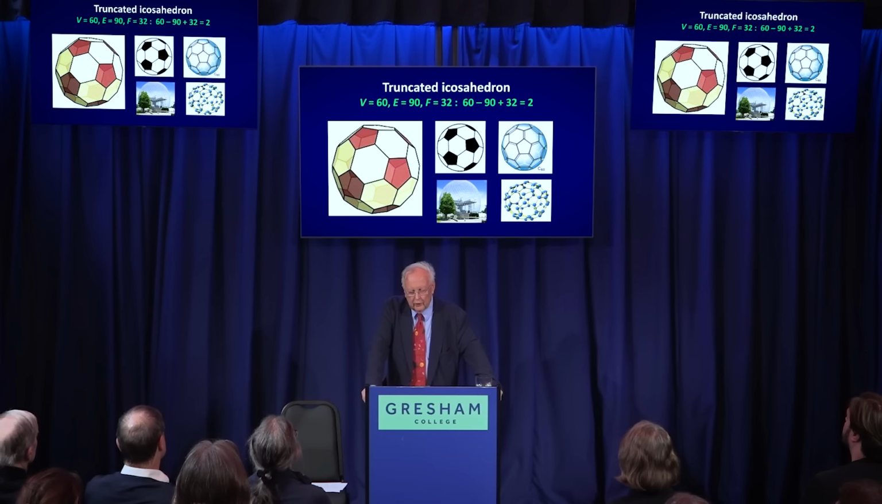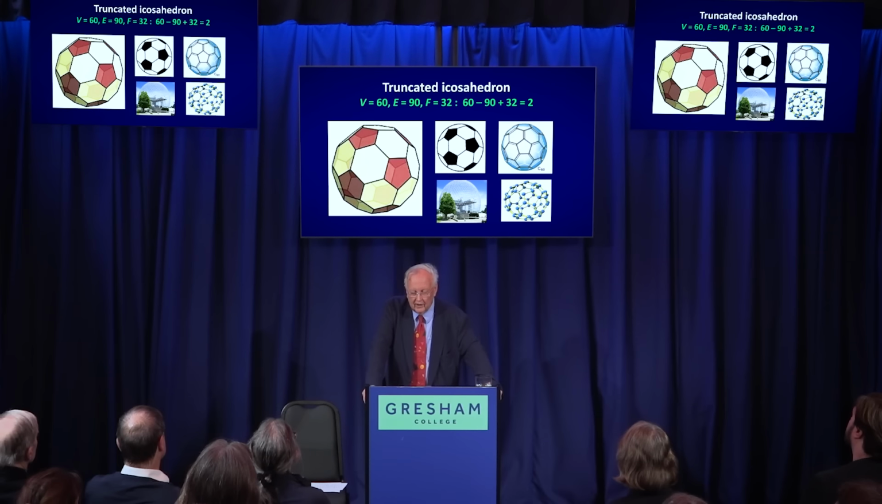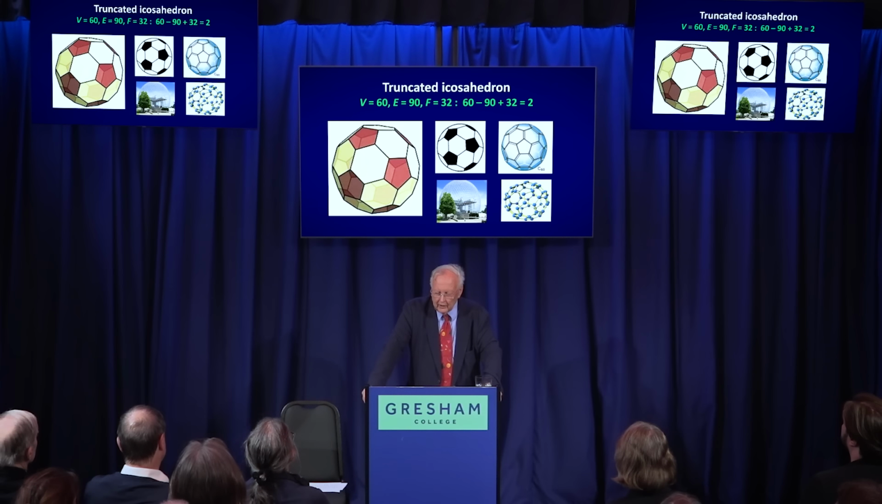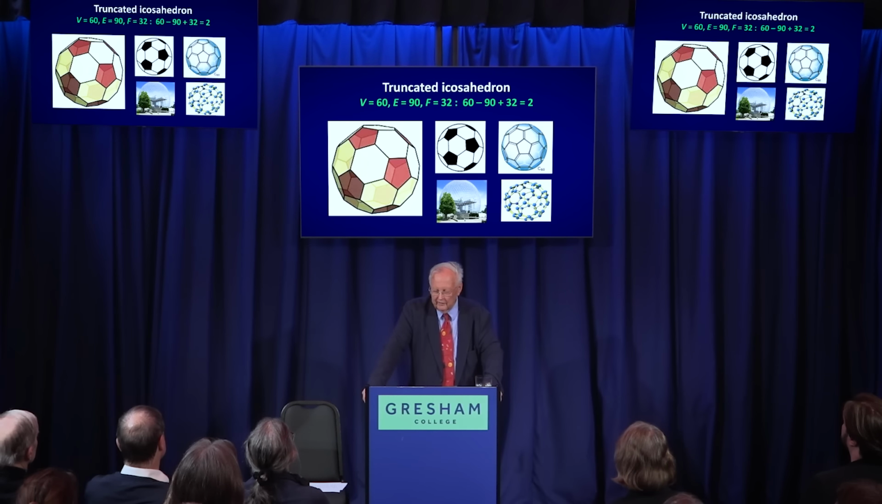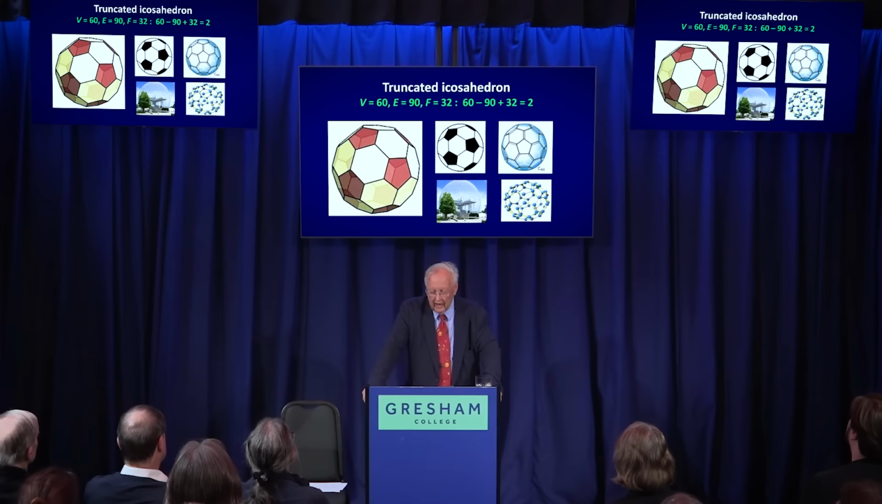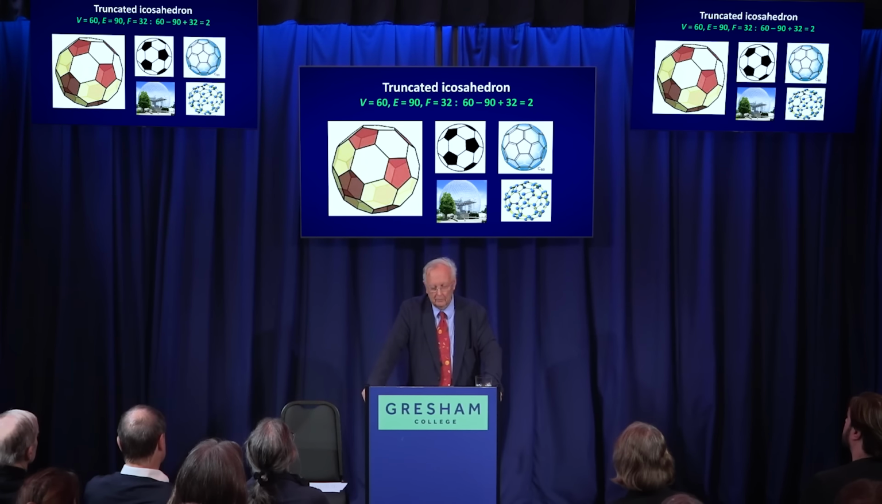Let's look next at polyhedra whose faces are all pentagons and hexagons. An example is the truncated icosahedron on the left, sometimes called a soccer ball, where v equals 60, e equals 90, f equals 32, and 60 minus 90 plus 32 equals 2. Such polyhedra interested the American architect Buckminster Fuller when designing his massive geodesic domes. And they also appear in a chemical context as fullerenes or buckyballs, molecules that are named after him, Buckminster Fuller.